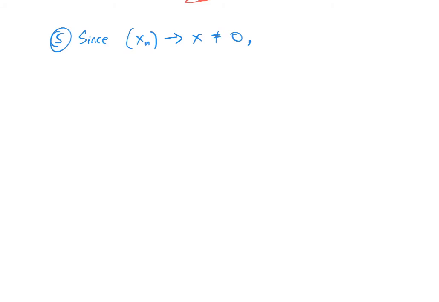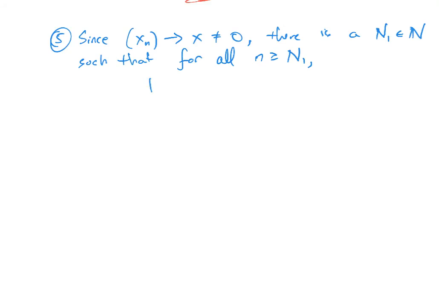Since this is true, there is a capital N sub 1 such that for all little n at least capital N sub 1, the absolute value of xn is at least 1/2 the absolute value of x. Okay. I'm combining a couple steps here.